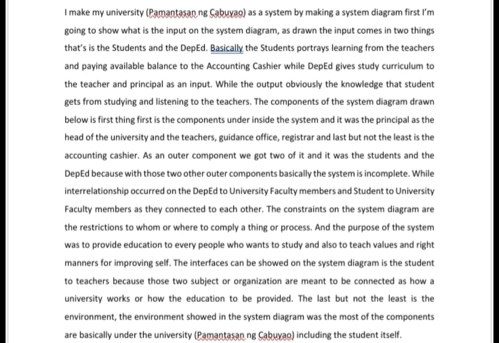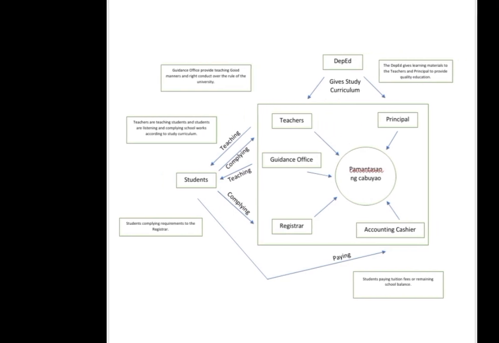And last but not the least is the environment. So, as we talk about environment, syempre papasok sa isipan natin yung nasasakupan no? Parang ganun, the environment shown in the system diagram is that most of the components are basically under the university pamantasan ng Kabuyaw, including the student itself. Bakit kasama yung mga yon? Kasi sa environment, sama-sama silang lahat. Kumbaga, under sila ng pamantasan ng Kabuyaw. That's why they all belong sa environment. Kumbaga, ayun yung environment nila, yung pamantasan ng Kabuyaw, kasi dun lahat sila under.